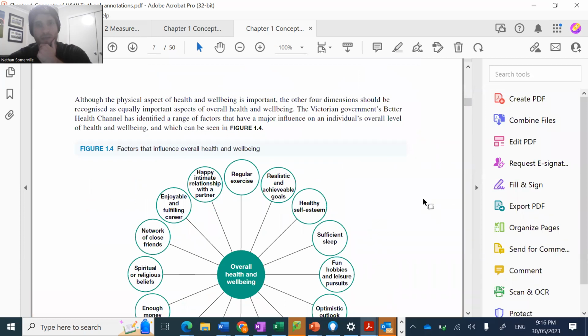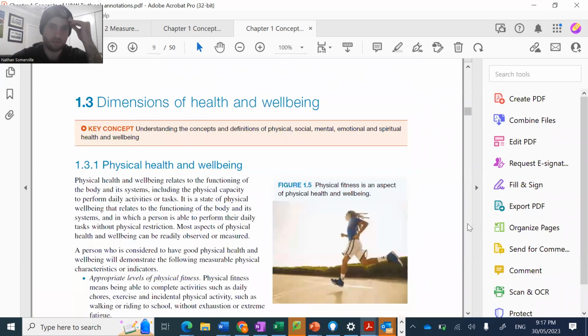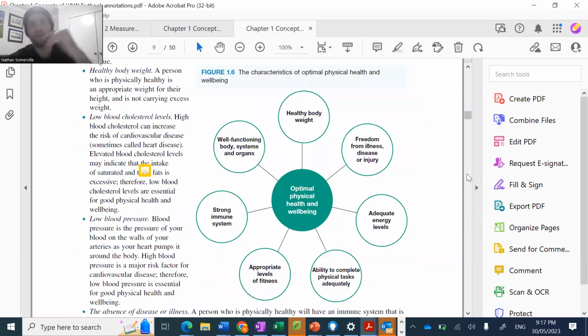I haven't taken down these factors affecting health and well-being because they're pretty self-explanatory and we don't really need to know them, and they're embedded in the 5 dimensions of health themselves. So the first one we're looking at is the physical dimension of health. Really important when we're looking at the physical dimension of health is that we're referring to these characteristics when we're answering SAC and exam questions or any questions for that matter.